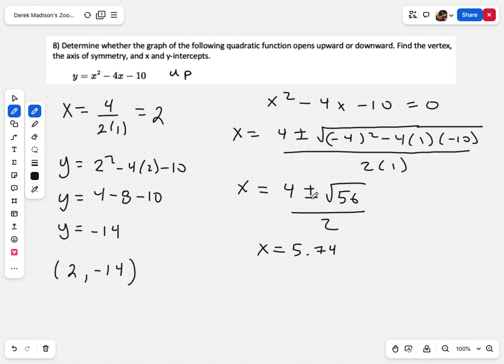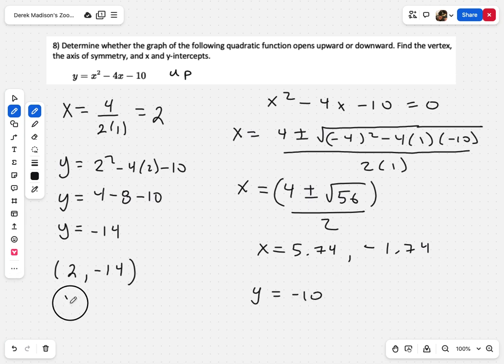And if you do 4 minus square root 56, enter, and then divide by 2, enter, you get -1.74. If you want to type that all in at once, you just have to be careful to put parentheses around that before you hit the division. Otherwise, that 4 isn't being divided. So those will be your x-intercepts, and the y-intercept is right there on the 10, so the y-intercept is going to be -10.